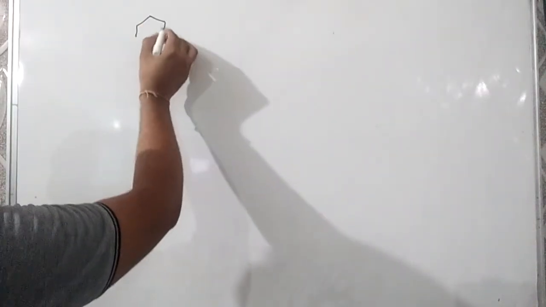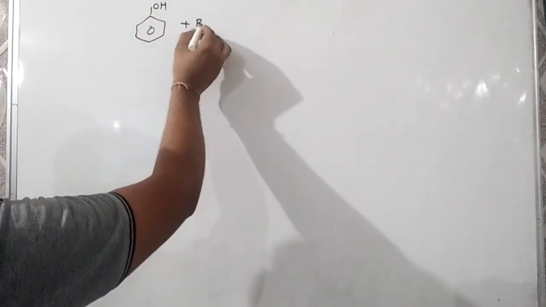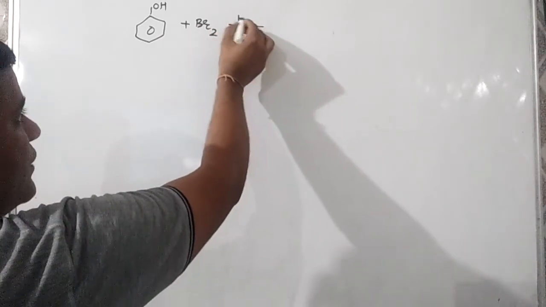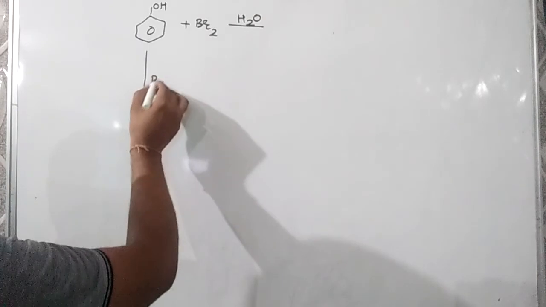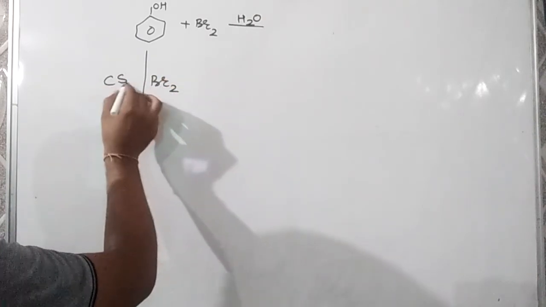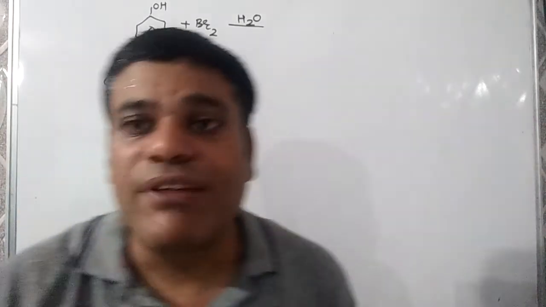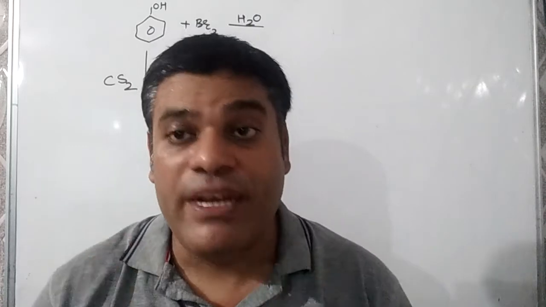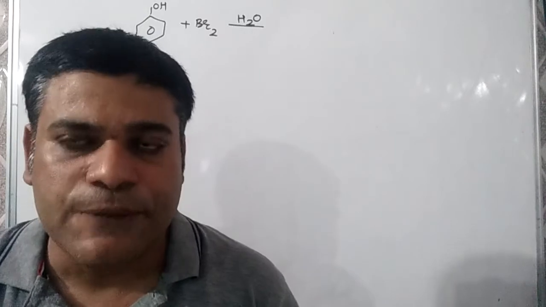The first example of that will be bromination, and that is a very, very important question. In this reaction, phenol can react with bromine in 2 ways. The first way is phenol reacted with bromine in the presence of water, and the second is phenol reacted with bromine in the presence of carbon disulfide. It is a very important reasoning question also.